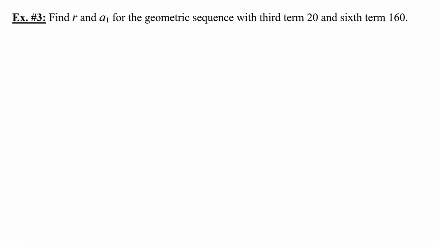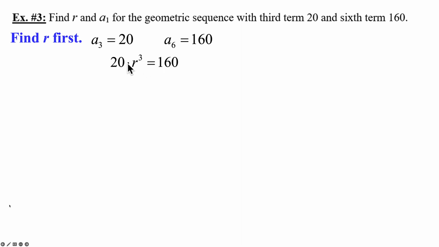Example 3, find r and a sub 1 for the geometric sequence with the third term 20 and the sixth term 160. So first we're going to find our r. I'm identifying a sub 3, the third term, to be 20 and a sub 6 to be 160. Visualizing what's taking place here, if the third term, a sub 3, is 20, to get to the fourth, the fifth, to the sixth, you have to multiply by 3 r's to get from 20 to 160. So that's an equation.